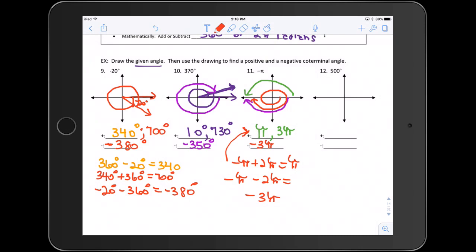Anyway, coterminal angles are just the positive or negative angle given the position that you want to end, and they just need to be different. There are a lot of different choices here. So this last one, number 12, is going to be your responsibility, and you're going to show me in class. So 500 degrees: find the position, draw it in, and then give me one positive and one negative angle, and I'll check it next time.